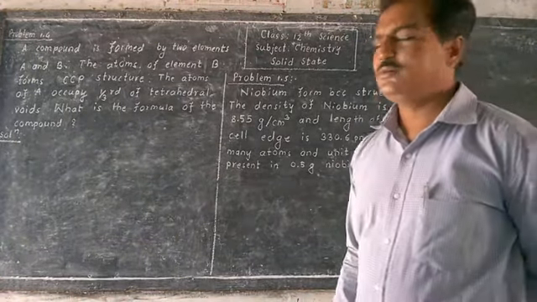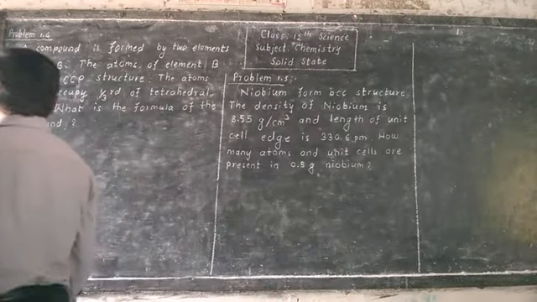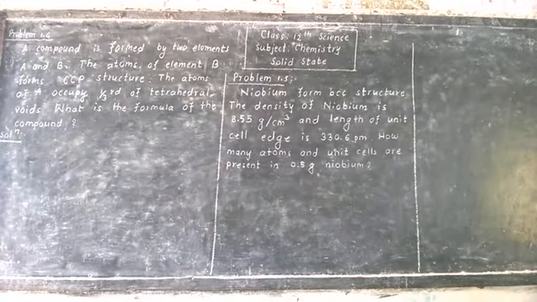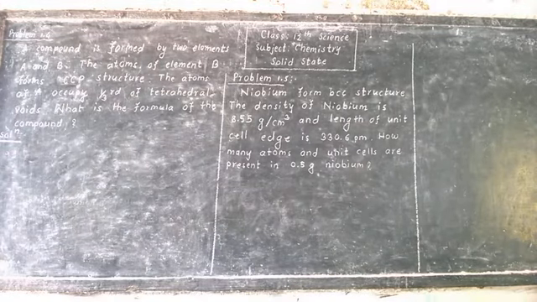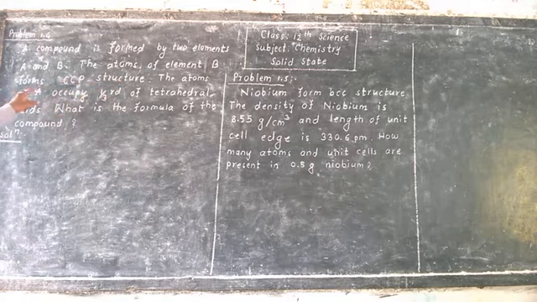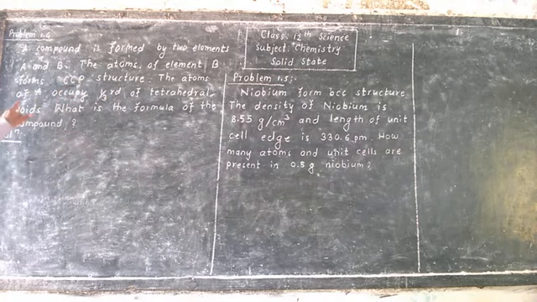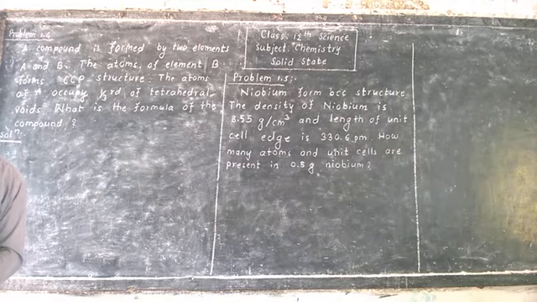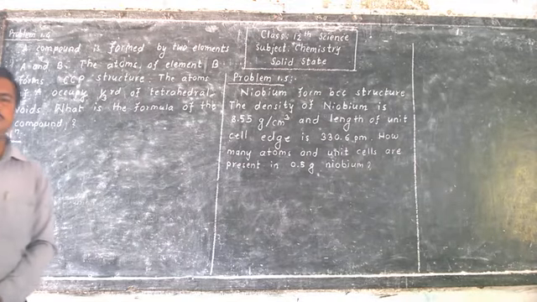Problem number 1.4: a compound is formed by two elements A and B. The atoms of element B form CCP type of structure. The atoms of A occupy one third of tetrahedral voids. What is the formula of the compound? So here two types of atoms, A and B, are present in that compound.